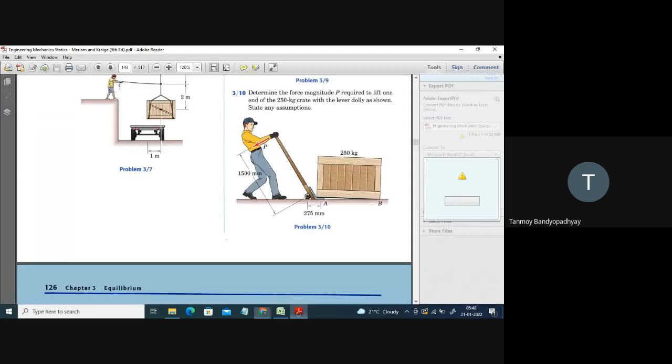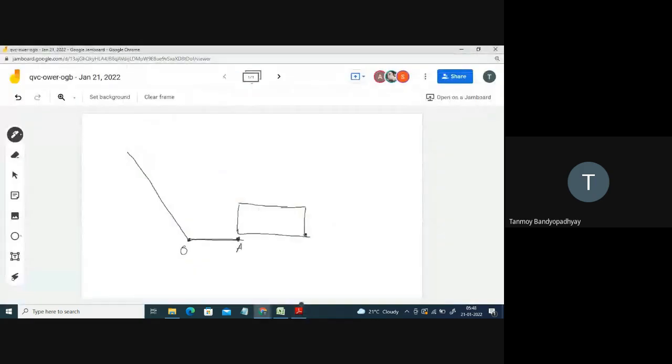So what weight has been given? It's 250 kg. This distance is given to be 275 millimeter. And at this point we are applying a force, so this load P is something that is to be determined. This distance is 1500 millimeter.